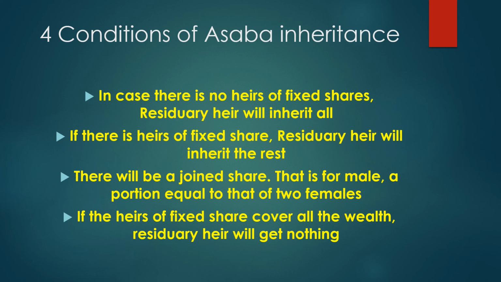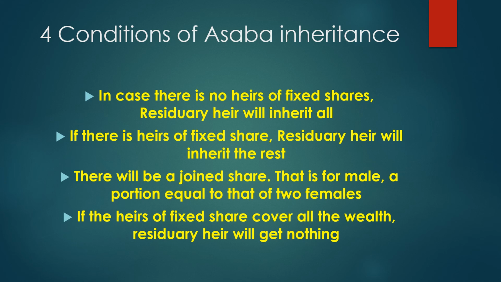Okay, so if there are no heirs of fixed share, the residuary heir will inherit all the money. And if there are heirs of fixed share, the residuary heir will inherit the rest. Means after the heirs of fixed share take their share, the remaining property will be taken by the residuary heir.